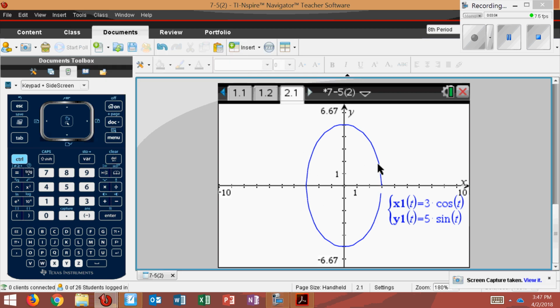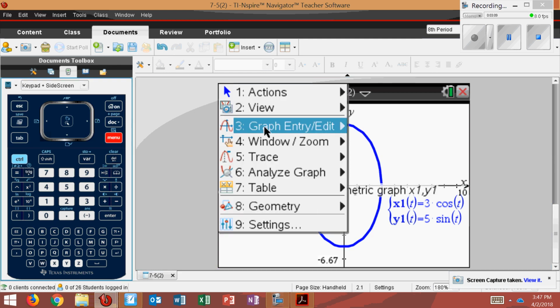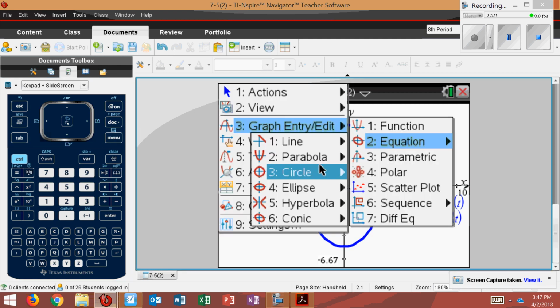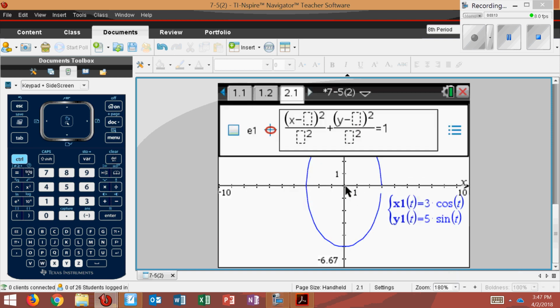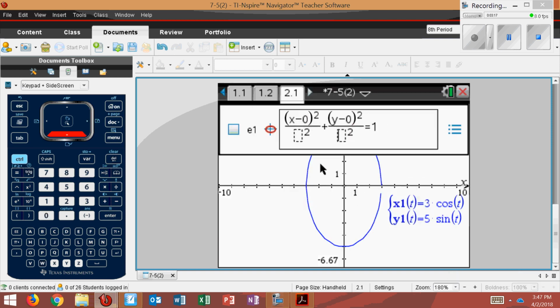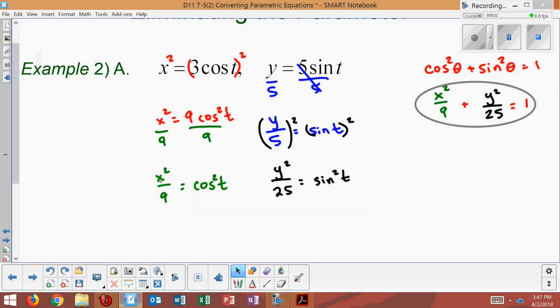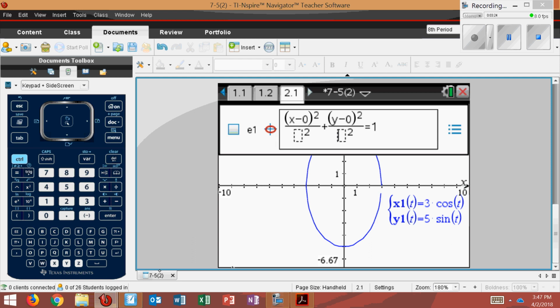Well, actually, now let's compare it with the ellipse formula that we got. So you go menu, graph entry, go to equation, choose an ellipse. And this, we had nothing up in the parentheses with x and y. They were just by themselves. But down the bottom, we had 9 underneath the x squared and 25 there. Now remember, they changed the form here, and it has the squareds.